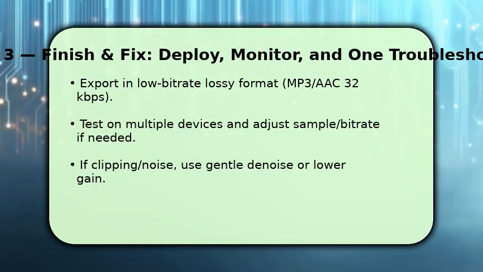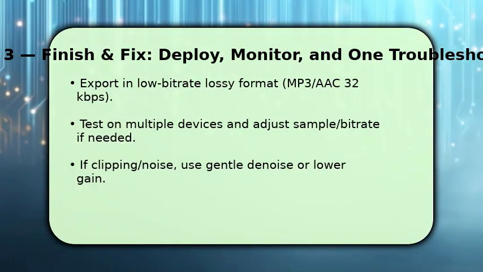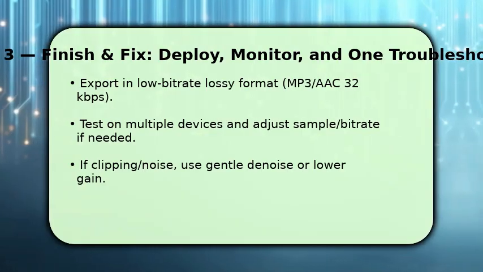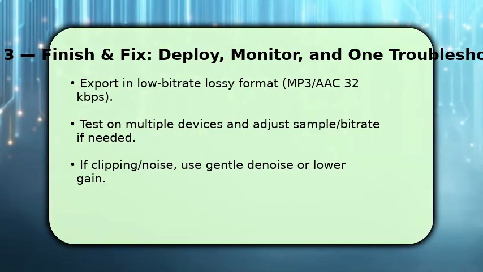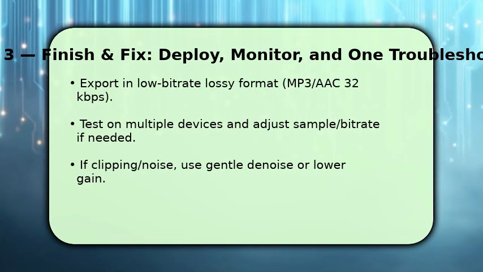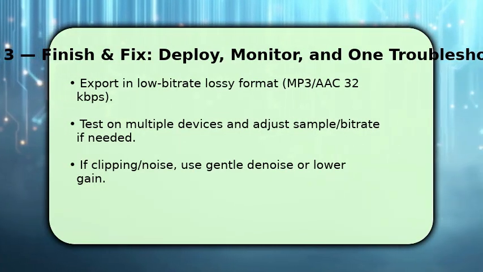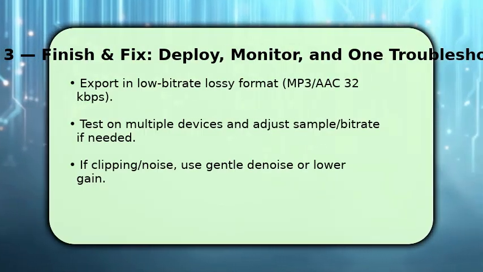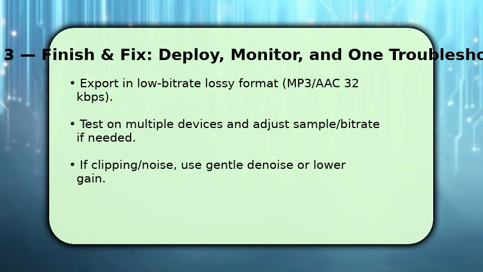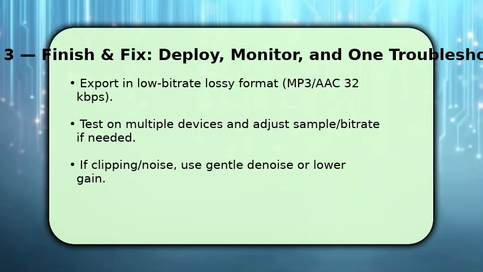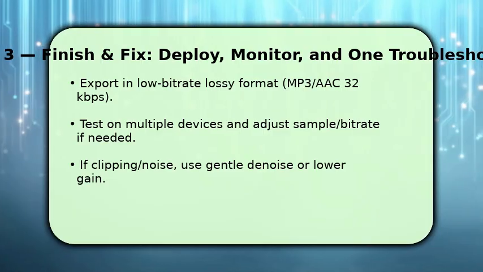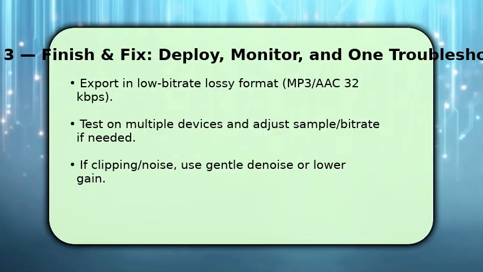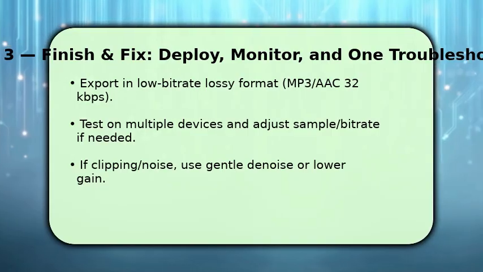Once exported, listen on phone, laptop, and cheap earbuds to confirm the effect. Different devices reveal different flaws. If you notice harsh clipping or unintended distortion, reduce the master gain and re-export, or apply a gentle denoise and reintroduce a little bit of low sample rate. This preserves the aesthetic while fixing extremes. If problems persist, revert to the backup and adjust parameters.